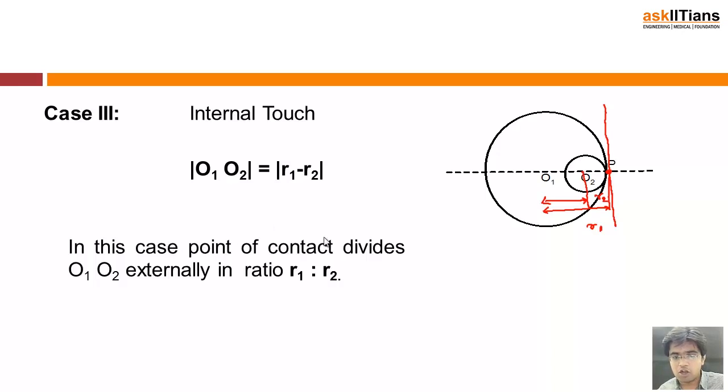Again, the point of contact divides O1 O2. Here you can see that the point is outside. So again, it's obviously an external division, but the ratio remains the same. So we are following one thumb rule, that the ratio is the same in the division. It's just that you need to look at whether you are searching for the internal division or the external division, and the kinds of tangents will change based upon the interaction between the circles.